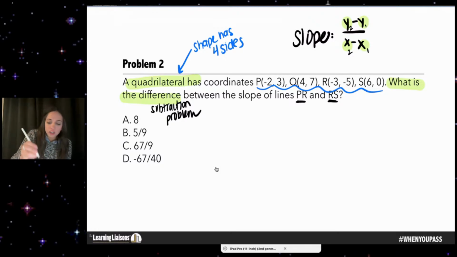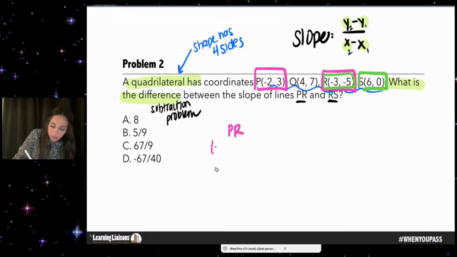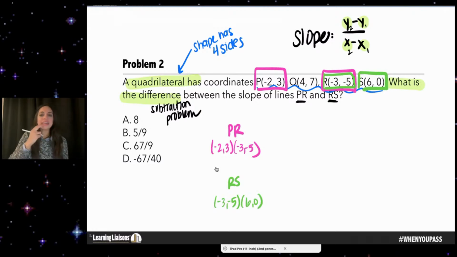So, what's the difference between the slopes of lines PR and RS? PR is (-2, 3) and (-3, -5), and RS is (-3, -5) and (6, 0). I need to find the slope of both of those lines, and then I need to find the difference between those slopes.